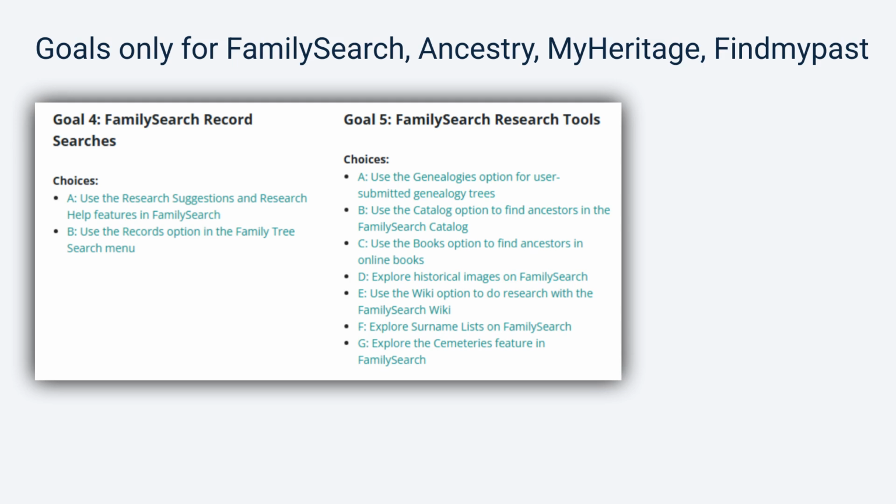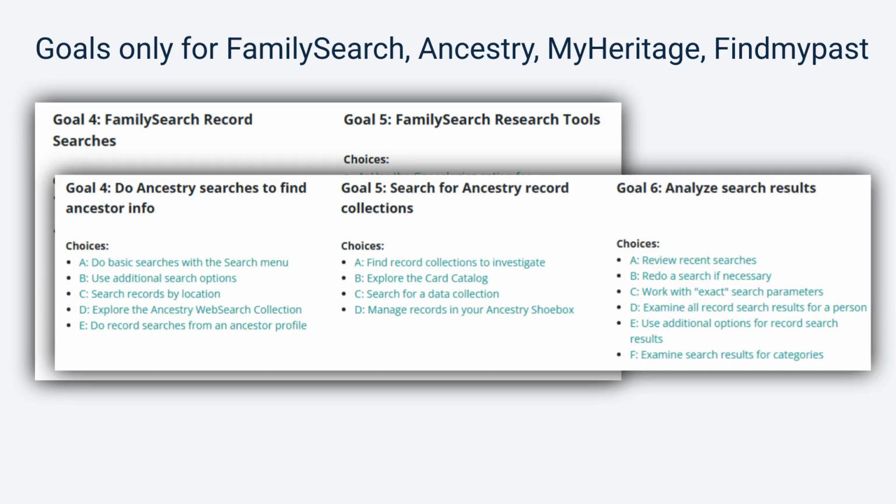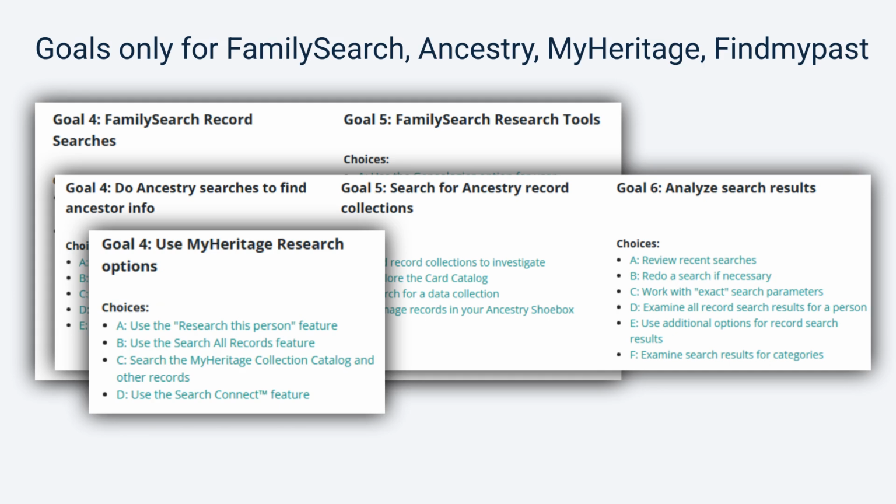Now let's return to Goals 4 and 5 in FamilySearch. These goals and their choices are found only in the FamilySearch learning path because they deal only with research topics used on the FamilySearch site. In the Ancestry learning path, there are Ancestry-specific goals, 4 through 6, and in the MyHeritage learning path, Goal 4 is specific to MyHeritage. All goals that are specific to a single learning path are not shared with the other paths.